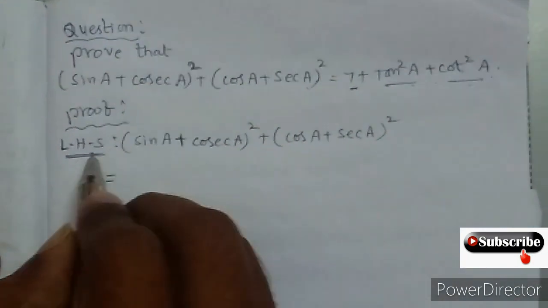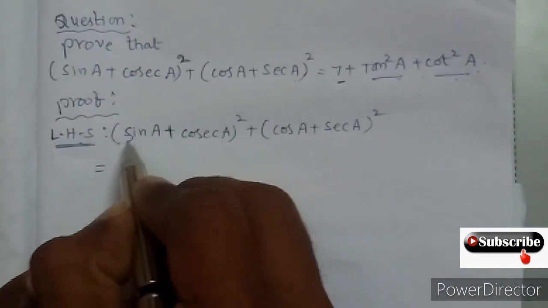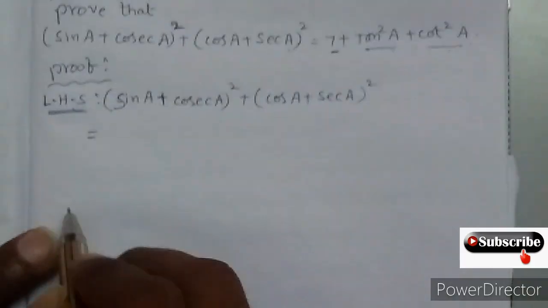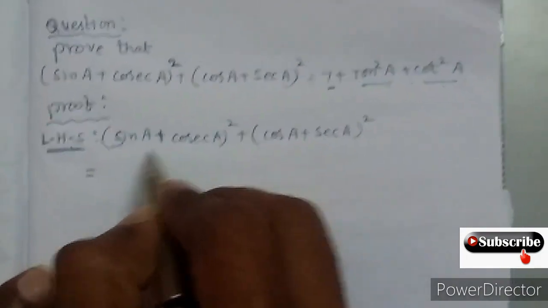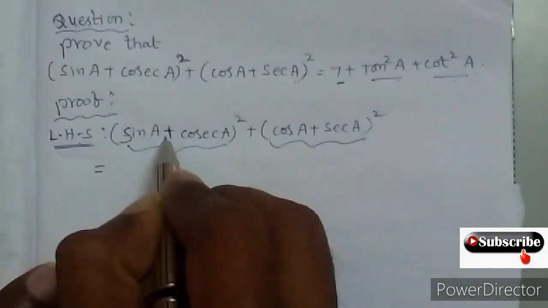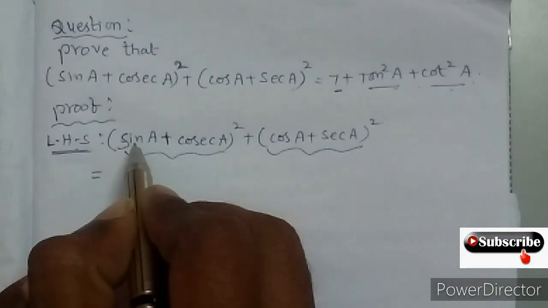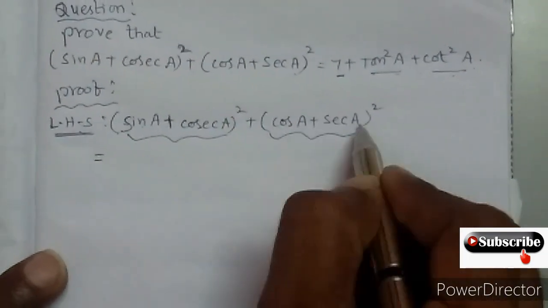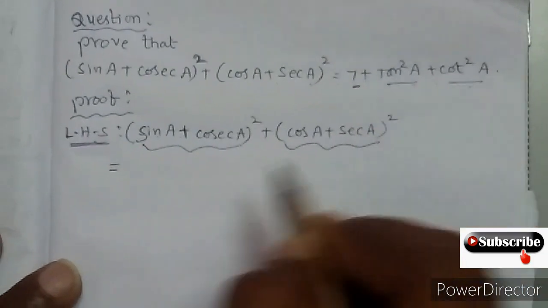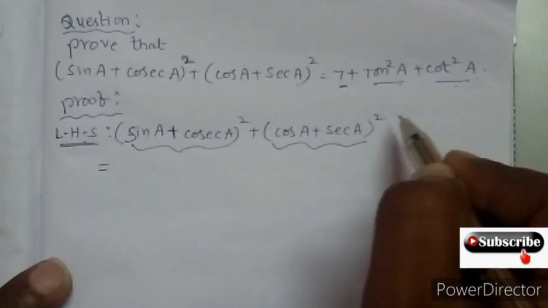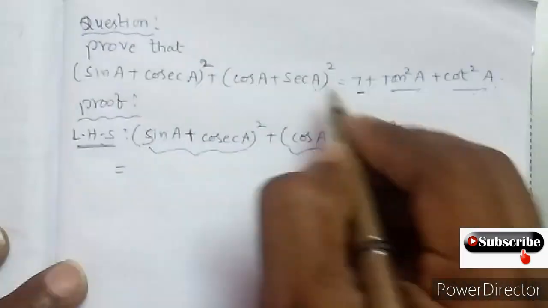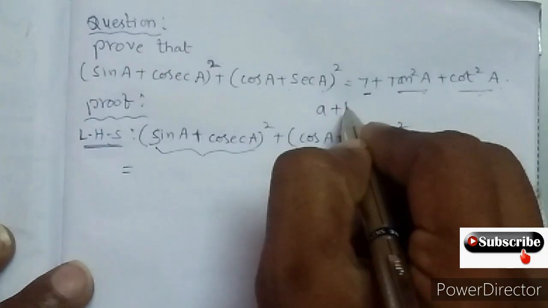So first write the LHS value like this. The LHS value is (sin A plus cosecant A) whole square plus (cos A plus secant A) whole square. If you observe carefully these two terms, you can say that these two are in the form of A plus B whole square. So this part is A plus B whole square, and the second part (cos A plus secant A) whole square also is in the form of A plus B whole square. So by thinking in that way, we have to get an idea. We have to apply this A plus B whole square formula. So I am writing A plus B whole square formula here.